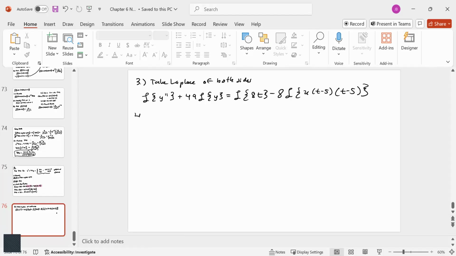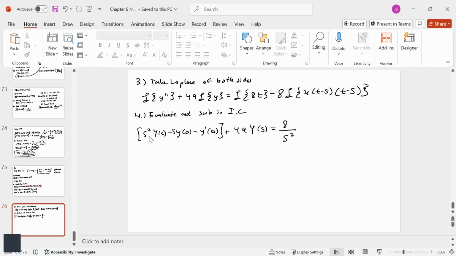And step 4 is to evaluate and sub in initial conditions. So thankfully we have zeros again, so the Laplace transformation will become s squared Y of s minus s y of 0 minus y prime of 0, but can't forget the s right here, plus 49 Y of s equal to 8 times the Laplace of t. Well, t is going to have the factorial thing, so it's t to the 1, so then it goes up by 1.